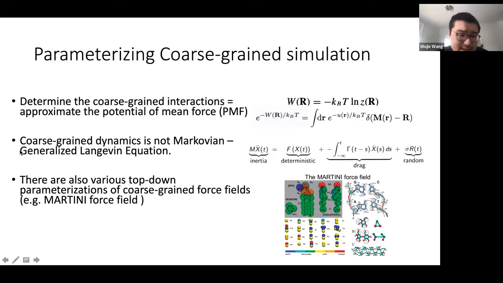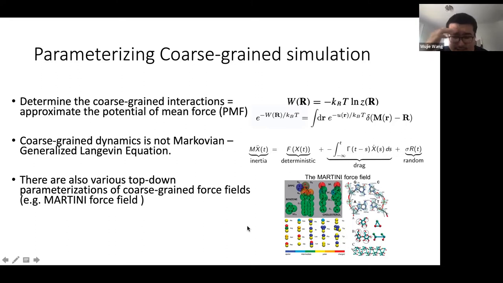And also finding the potential of mean force and parameterizing the generalized Langevin equations is a bottom-up approach, meaning that you have an atomistic model as your ground truth and you want to derive effective interactions or effective dynamics from the bottom up. And there are also top-down approaches, meaning that you want to parameterize the potential to match some microscopic or experimental observation of your simulation. A very famous example is the Martini force field. They developed a systematic mapping and also a systematic potential, actually a lookup table you can use to construct your molecules and pick the right potential for your simulation.